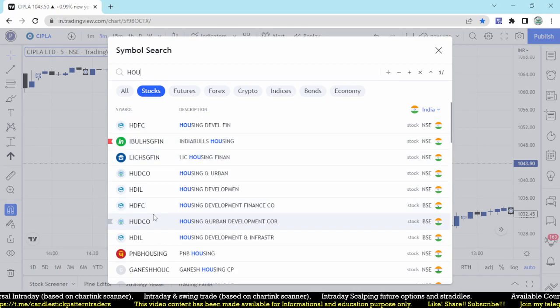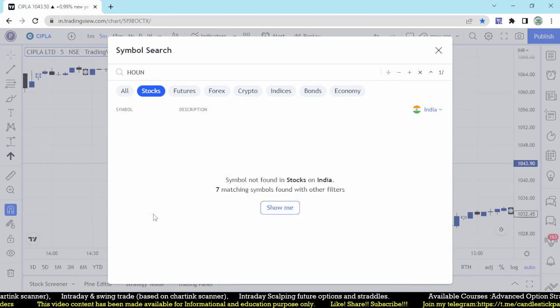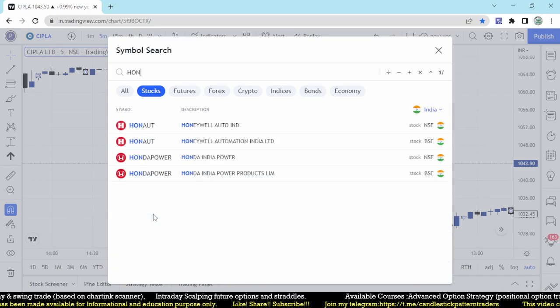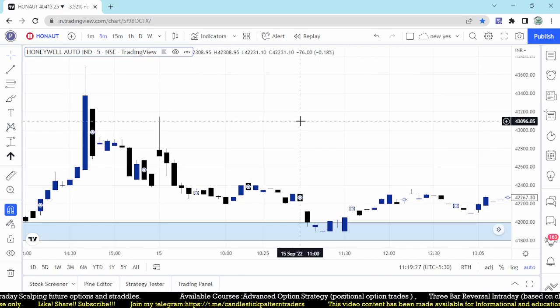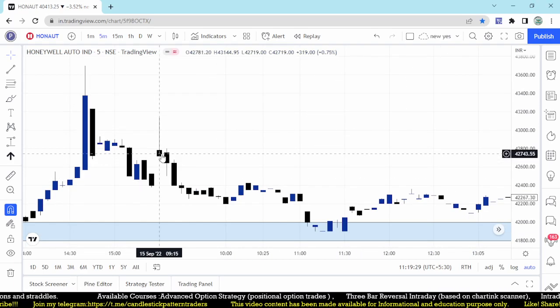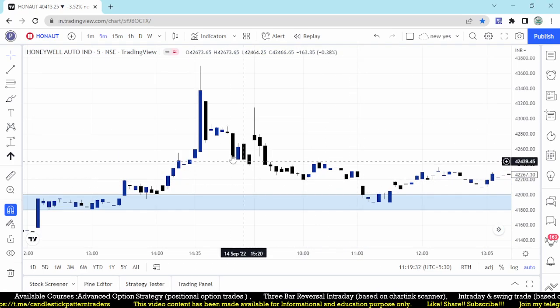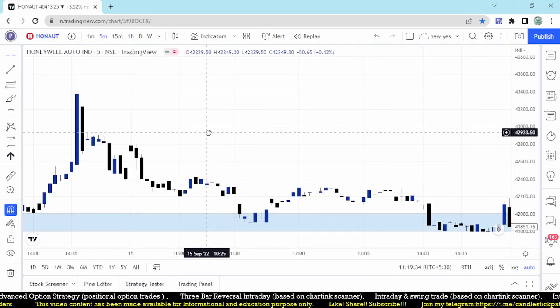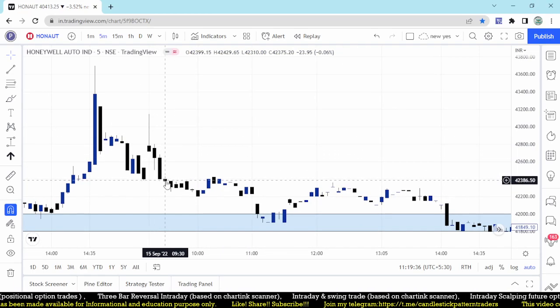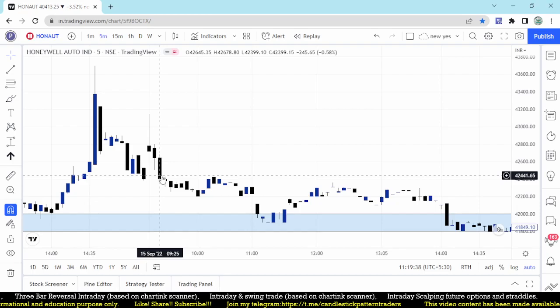Next is Honeywell Automation, where the first 3 bars are negative. Let's look at this on 15th September. 1, 2, 3. Where I'm going to take the entry is around 42,400, nearby 42,399. 42,399 should be the entry, and 42,678, almost 250 points away, is the stop loss.